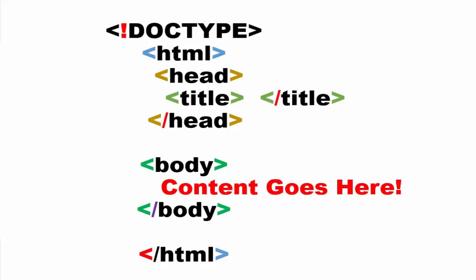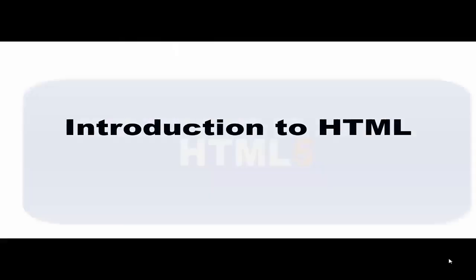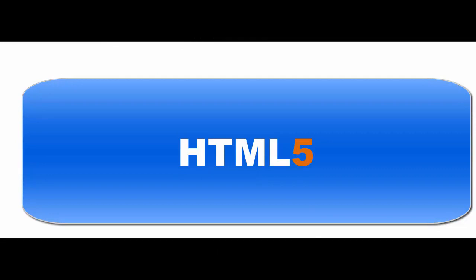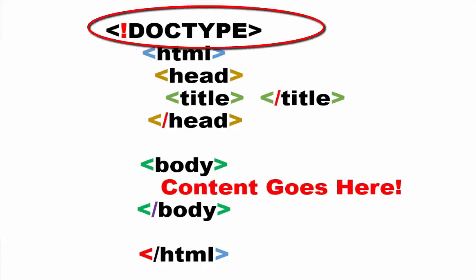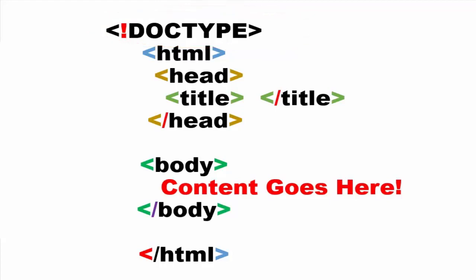HTML5 is the newest version of HTML, and it's usually identified or declared inside the HTML document using the doctype. You need the doctype to let the browser know, or give the browser an instruction, that the type of web page to display will be HTML5. That's what the doctype does. So the current version of HTML is version 5.